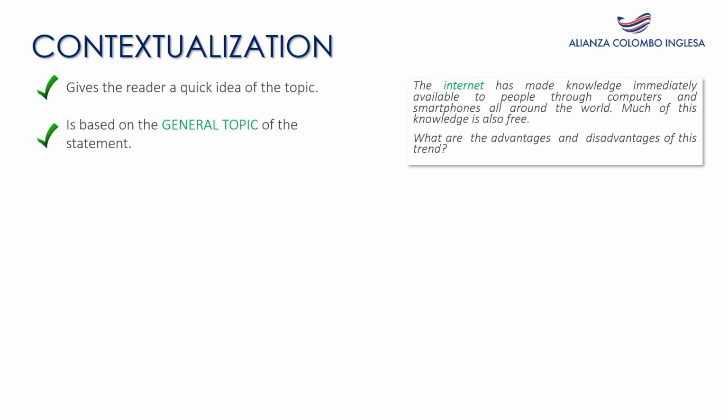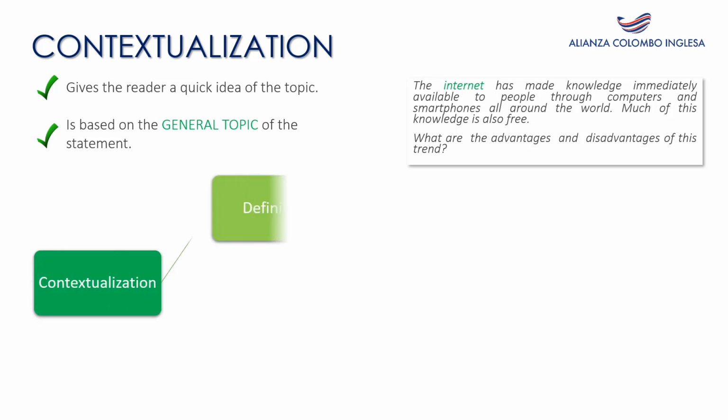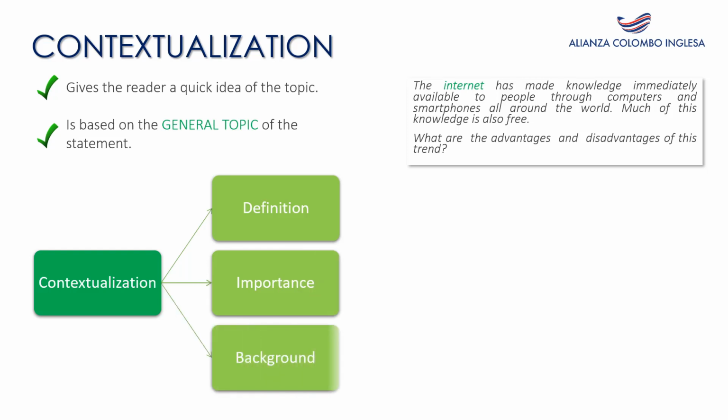Okay, so this is what you need to find in the statement when you want to write the contextualization. Great. When we want to write our contextualization, we can do it in 3 different forms. The very first one is giving the definition of the general topic. The second one is the importance, or giving the background of this general topic. So I propose here some examples for each one of them.